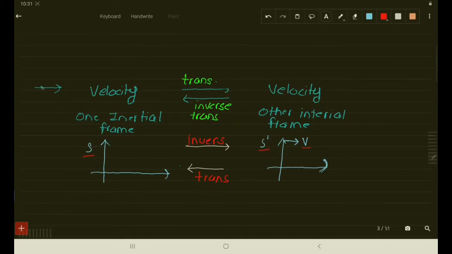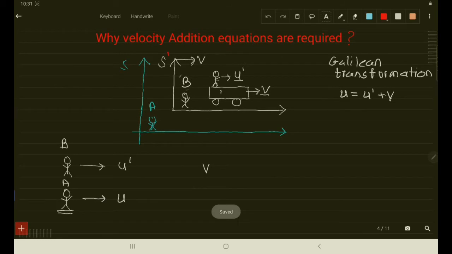So now let us look at the next question, that is, why is velocity addition equations required? To understand this, again we are going to take an example of S dash, a moving frame of reference with velocity v. Imagine this to be a train. A train is moving with a velocity v, and there is a person on this train who is moving with velocity u dash. This velocity is with respect to the train's frame of reference.